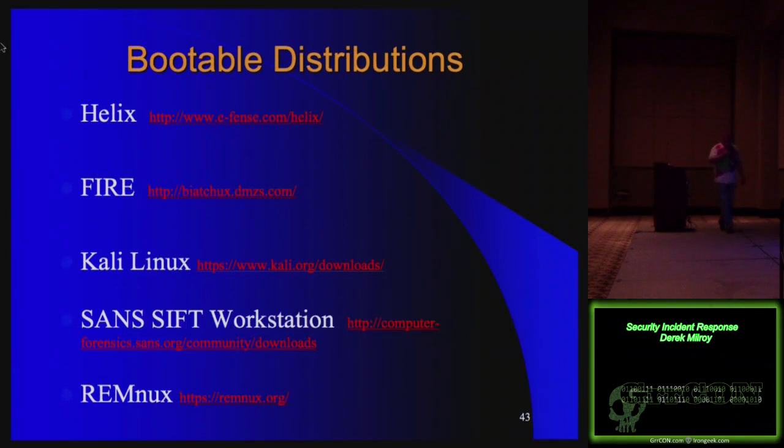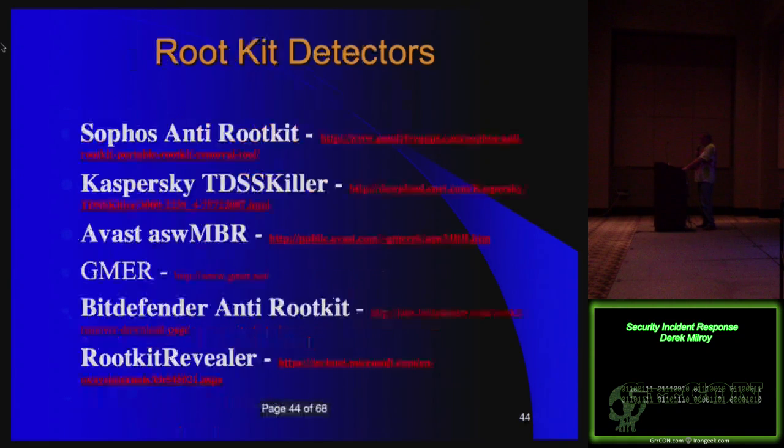Bootable distros that you should be aware of. The classics, Helix, Fire, Kali, SANS SIFT, REMnux for reverse engineering. I just put these out there. If this is news to you, you want to get it so this is not news to you. You want to be familiar with this kind of stuff and what it does. And you can use the hell out of SIFT and REMnux for a lot of the incident response stuff.